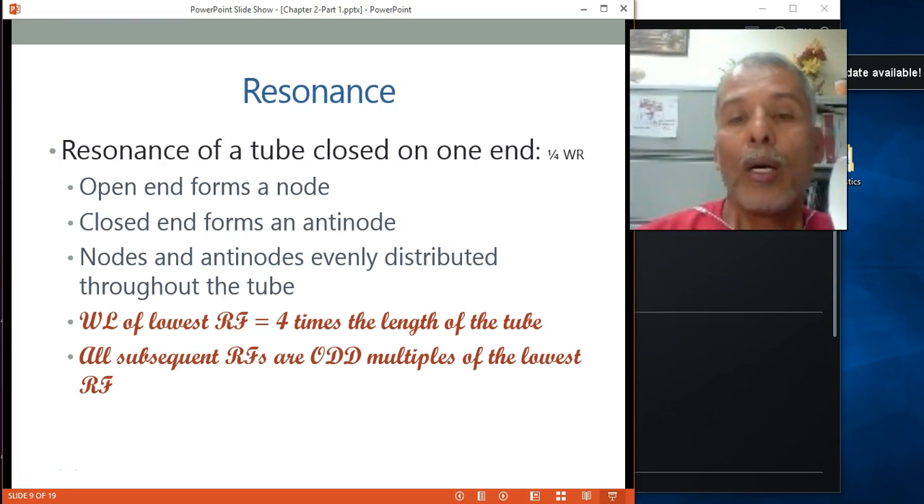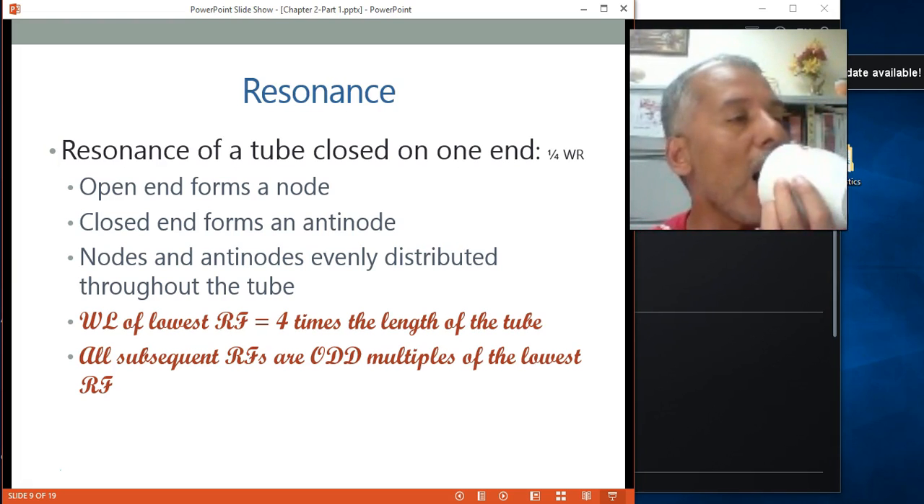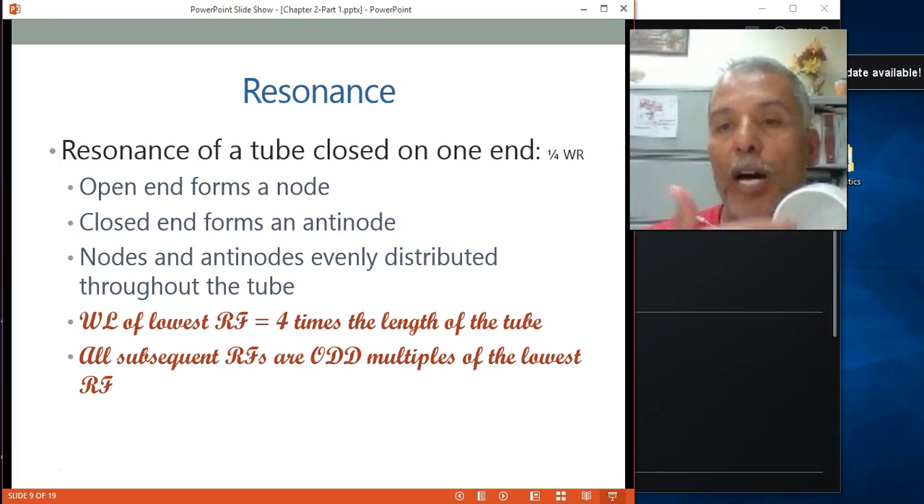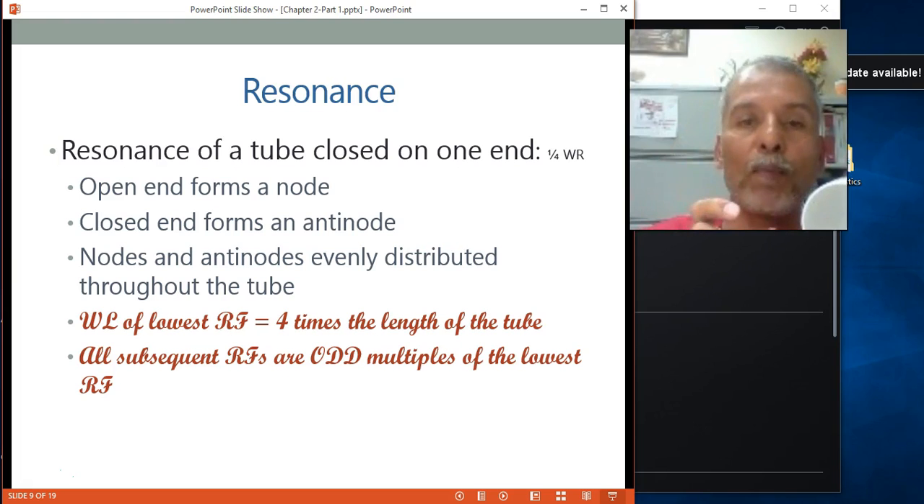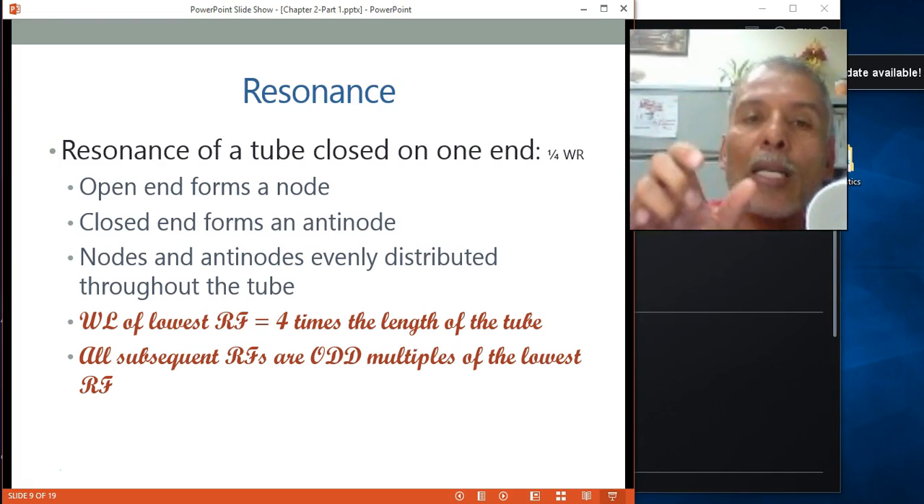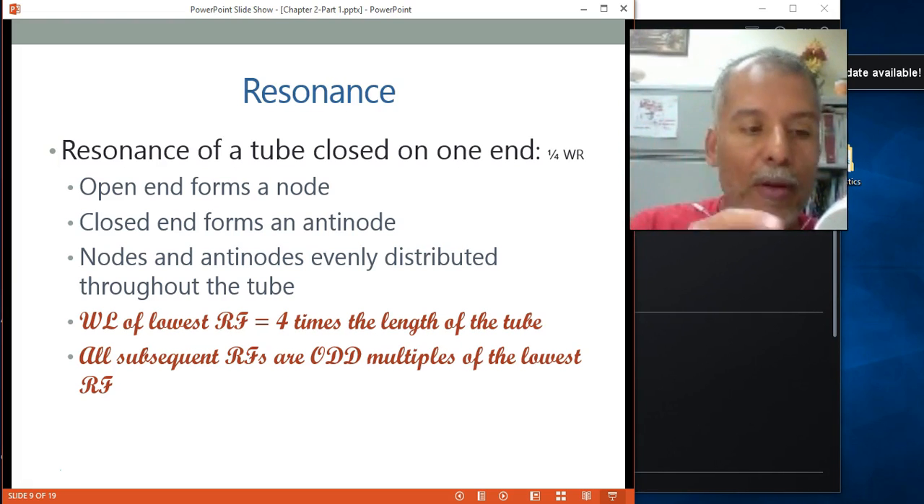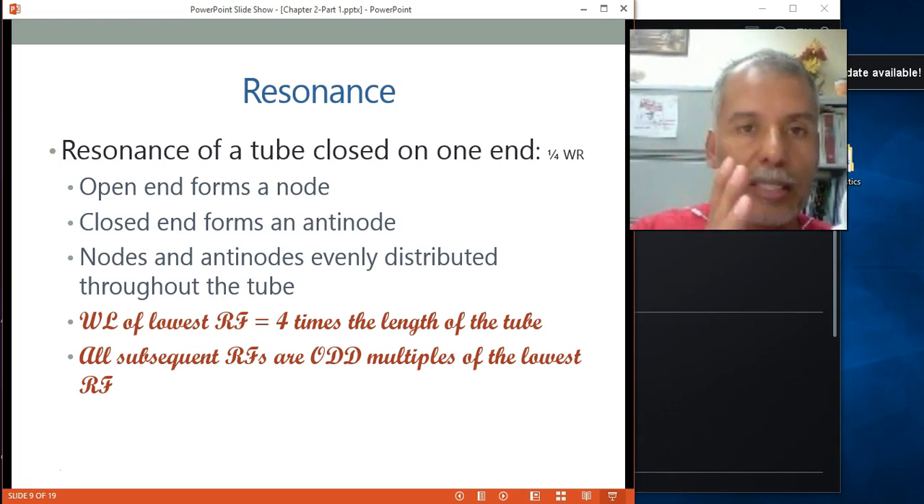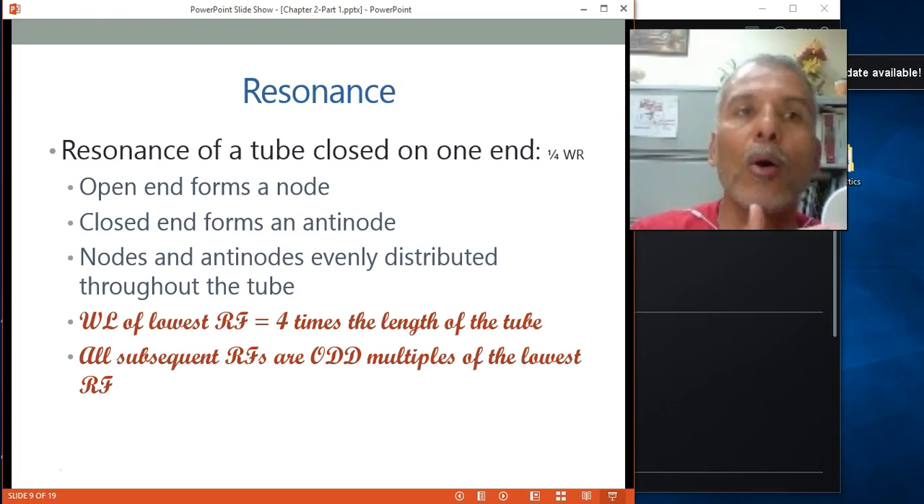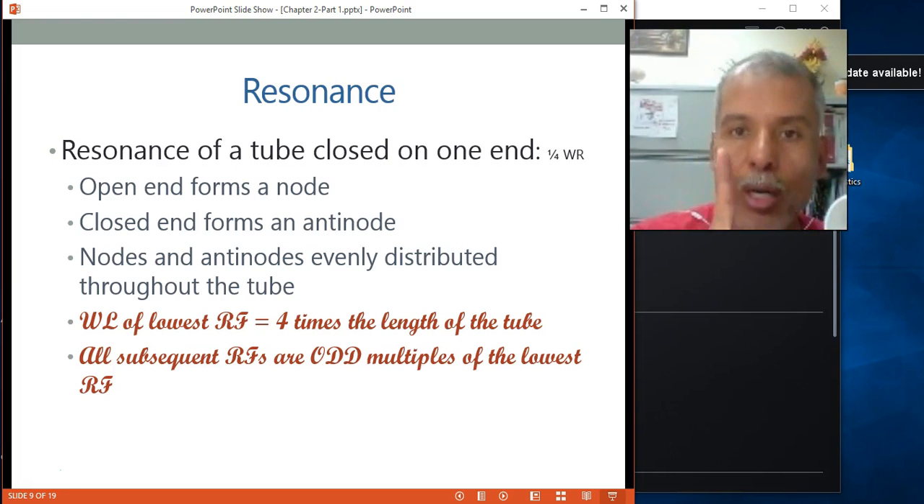So when I say the first time the air vibrates inside of this tube, only 1/4 of the wave is going to fit into that container. Any container that is closed on one end, only 1/4 of the wave that you put into it is going to fit the first time.